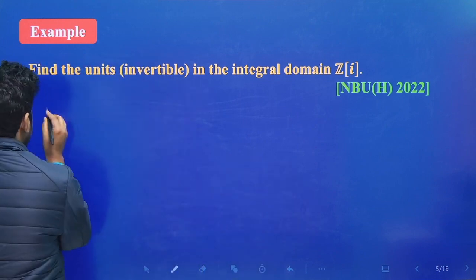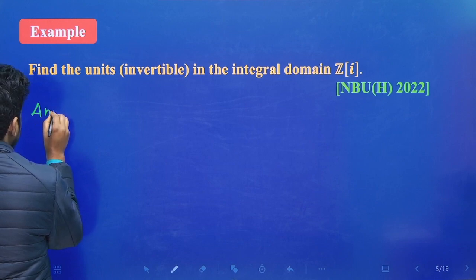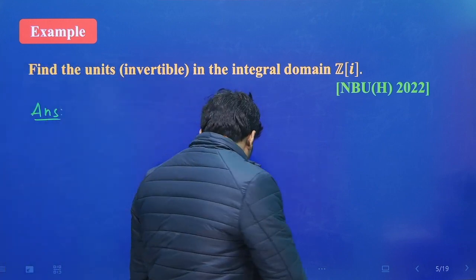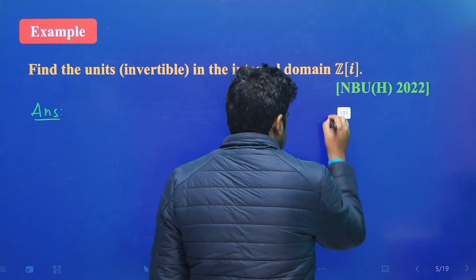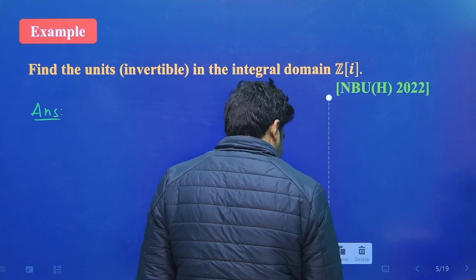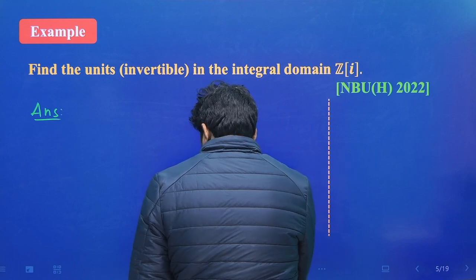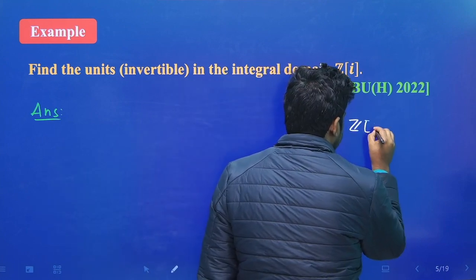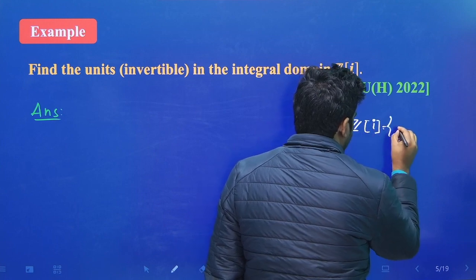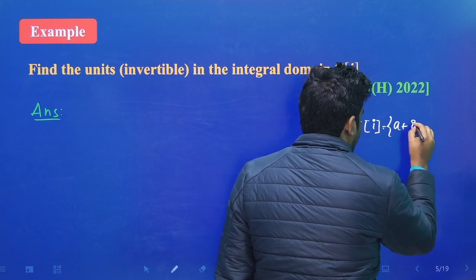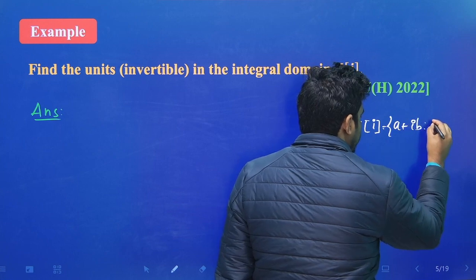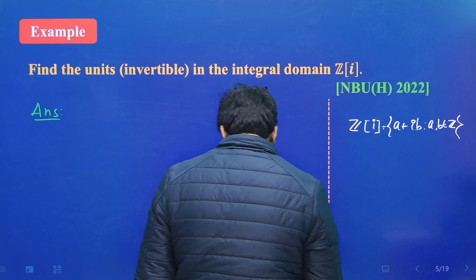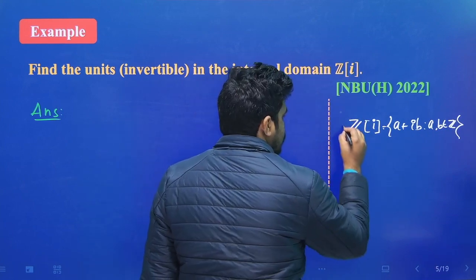This question was asked in North Bengal University Honors Exam 2022. First of all, what are the elements of Z[i]? The elements of Z[i] are of the form a plus ib, that is complex numbers where a and b are integers, right? So note this.